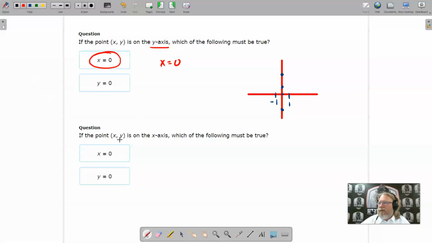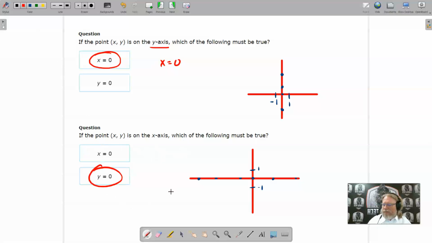And likewise, if the point xy is on the x-axis, which of the following must be true? If we have our x and y axis there for our coordinate plane, and it's on the x-axis, so it's anywhere along here, right? Negative 1 for x, positive 1 for x. The value of y is 0 all along the x-axis. So if it is on the x-axis, then indeed the value of y must be 0.